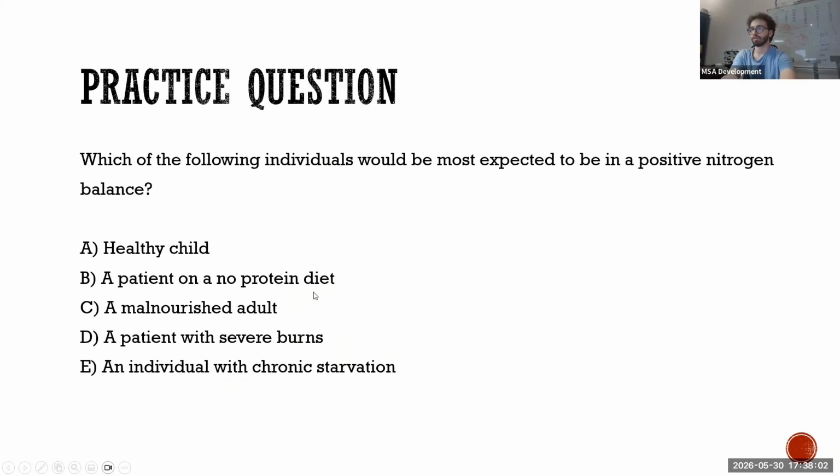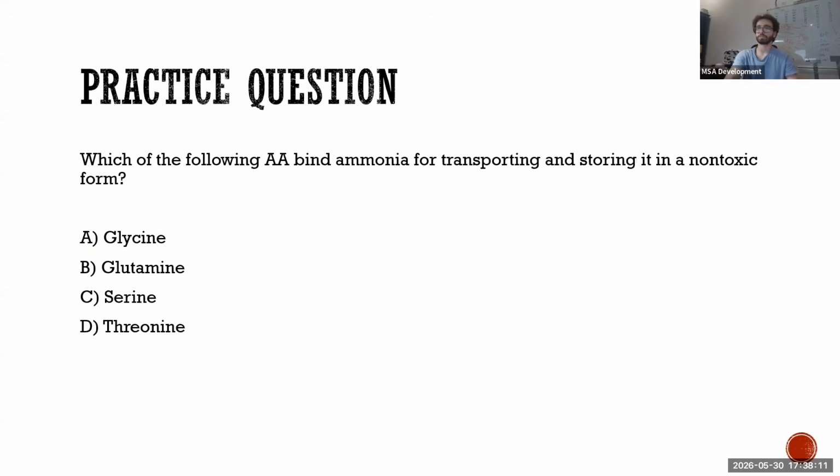Why? How about a no protein diet? This is malnourishment, basically. Malnourishment, severe burns, chronic starvation. It's a healthy child. They need to grow, so they need this nitrogen.